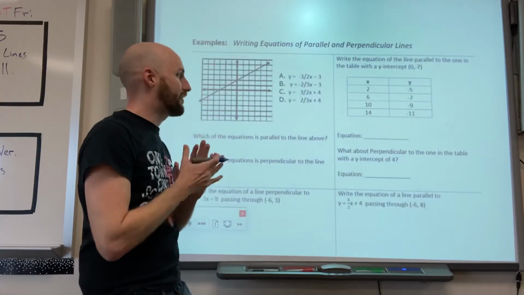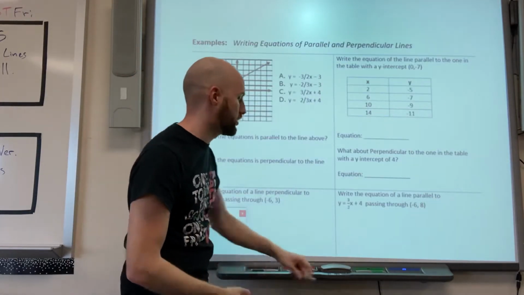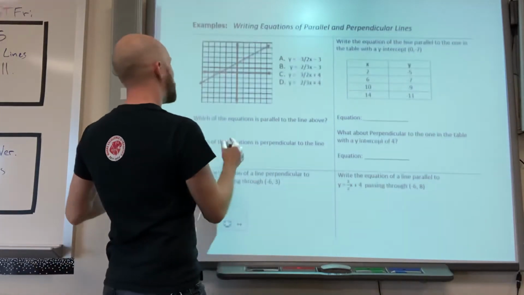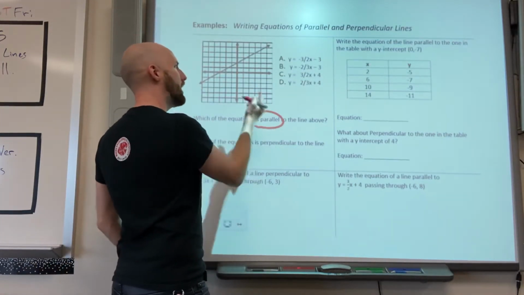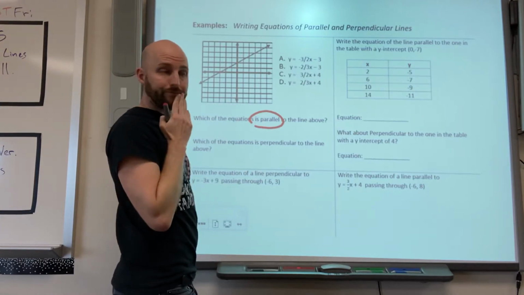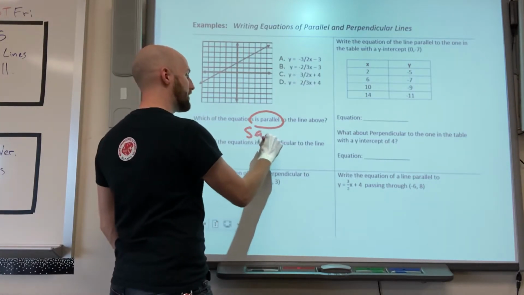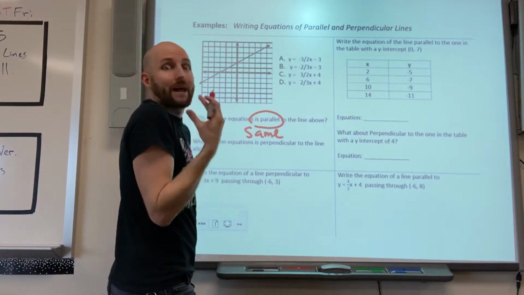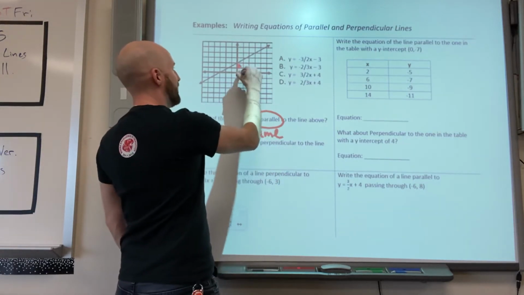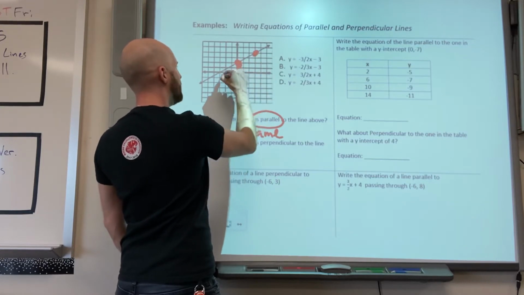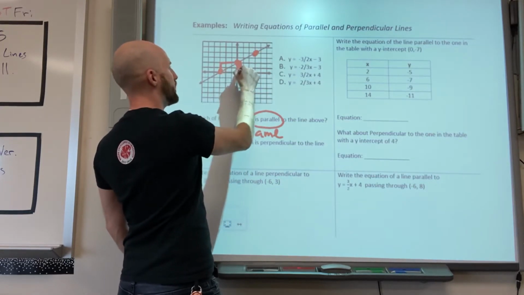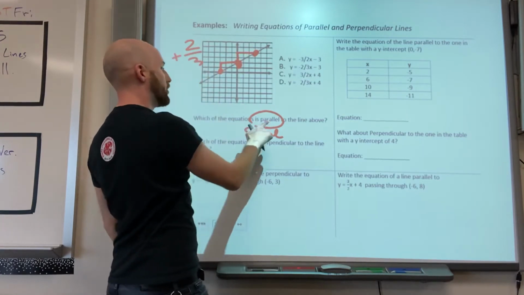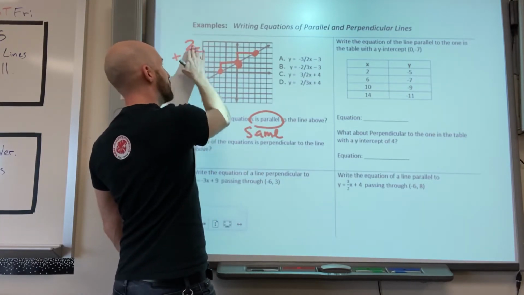Okay, so vamos a hacer problemas. Let's do some questions. Aquí pregunta. ¿Cuál ecuación es paralela a este? Parallel means the same slope. Well, necesito saber cuál es el slope. I need to know what is the slope. Looks like here, here, here. It's 2, 3, 2, 3. And this is positive. So si quiero paralelo, es el mismo slope, positivo 2/3.